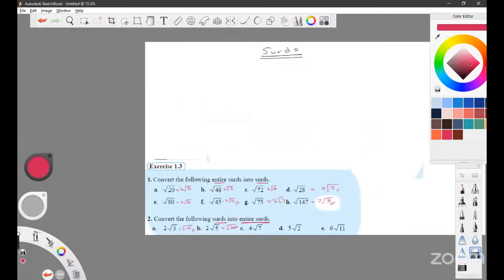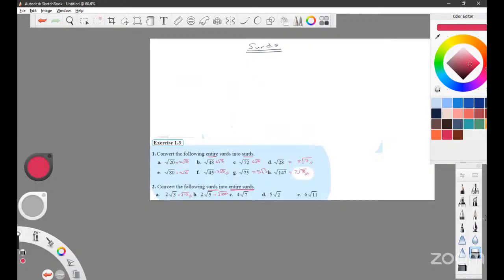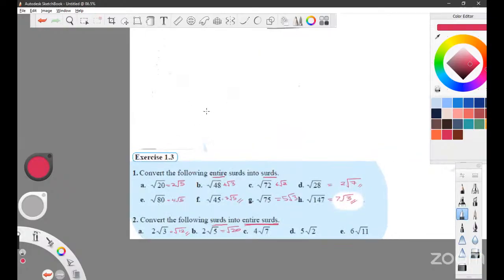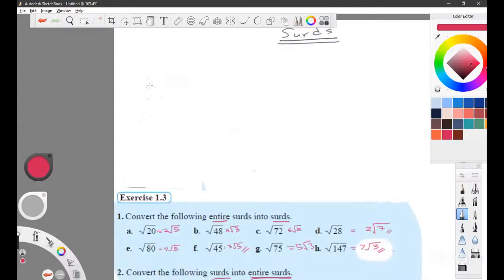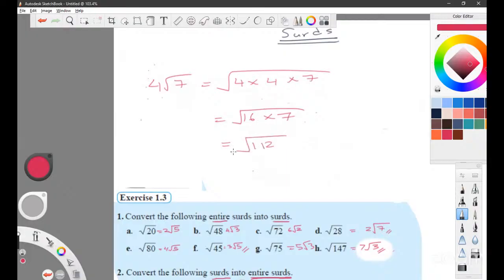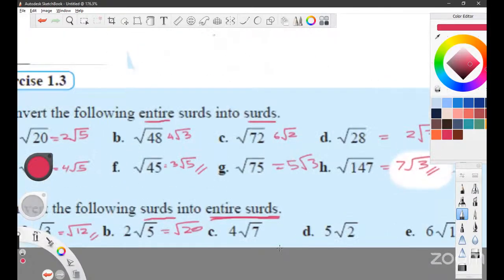Next question. Oh, sorry, 4 square root 7. 4 into 4, multiplied by the number inside. 4 times 4 is 16, times 7. 16 times 7 is 112. This is the answer: square root 112.